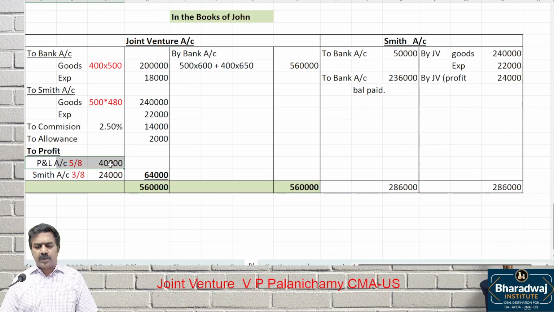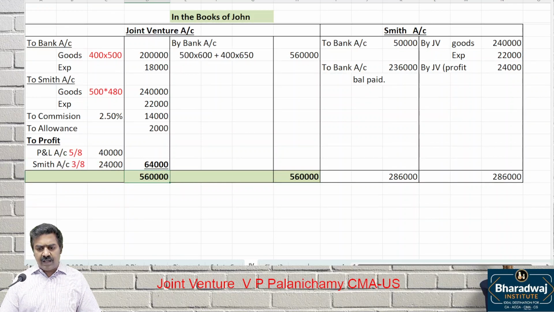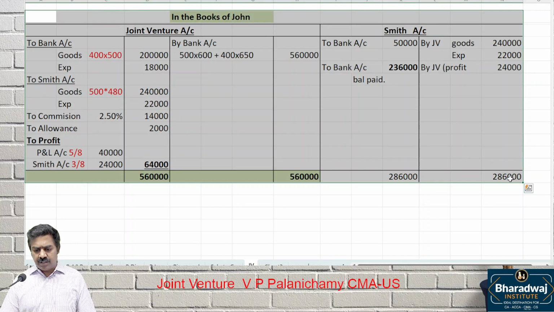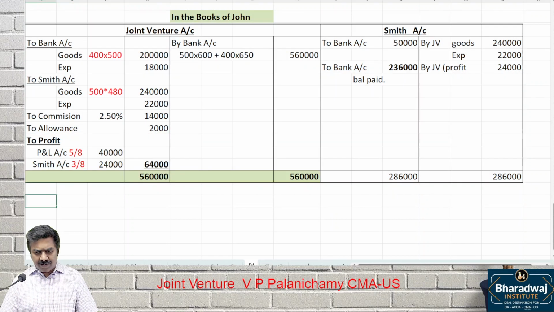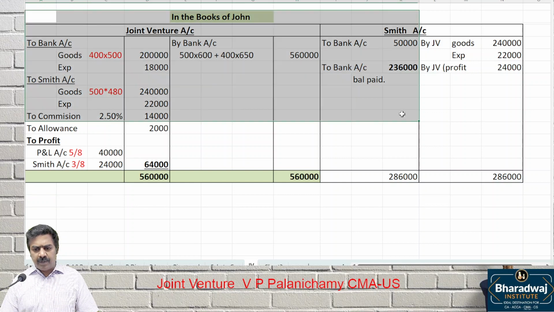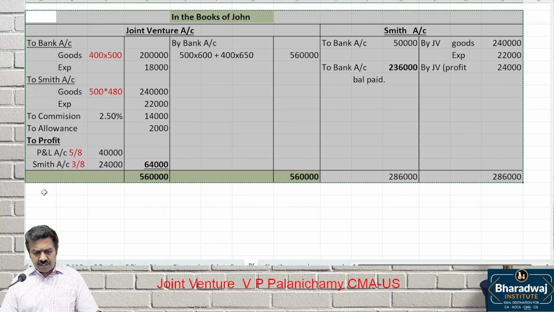Our share is transferred to the P&L account. The other party's share is transferred to what? Other party account. Then final settlement is made. How much is made? 2,36,000. Wait, pardon. This is in the books of John. Pay attention. This is in the books of which one? John. Listen, pay attention, I'll do that also.